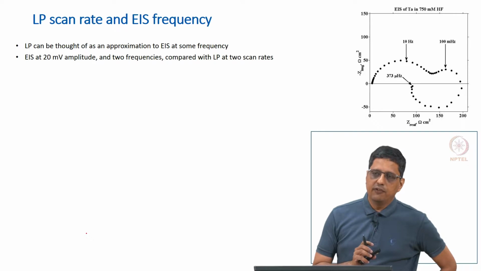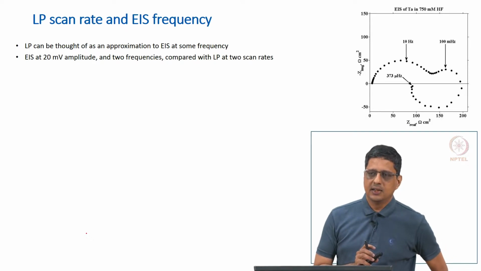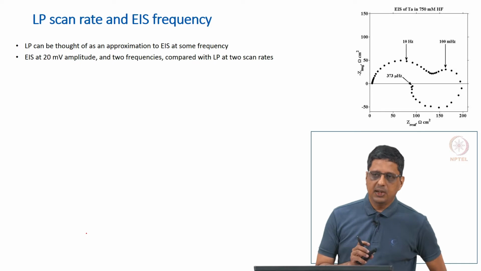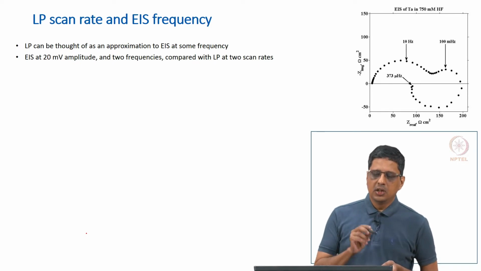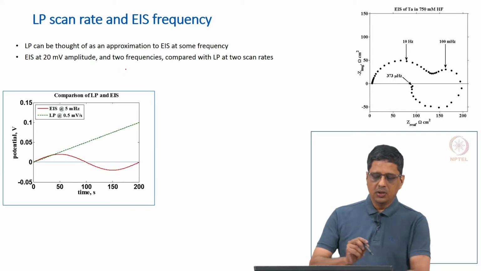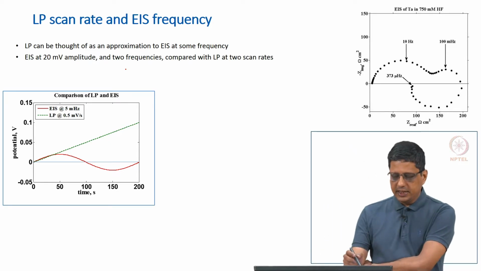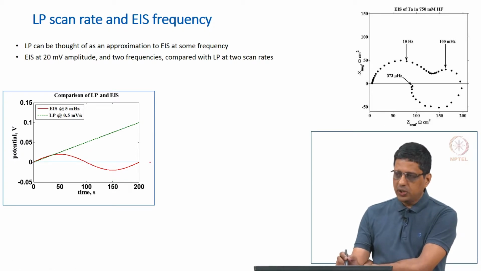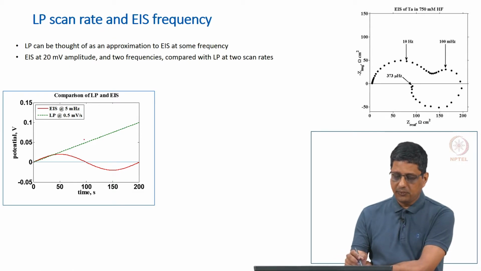Now, you can visualize linear polarization as an EIS experiment at some frequency. Now, if we do EIS with 20 millivolt amplitude and compare two frequencies and two scan rates in linear polarization. If you are going to do linear polarization, potential will change at 0.5 millivolts per second. If you go for 0 to 200 seconds, this is how the potential would change. That is given by the green color line, dashed line.